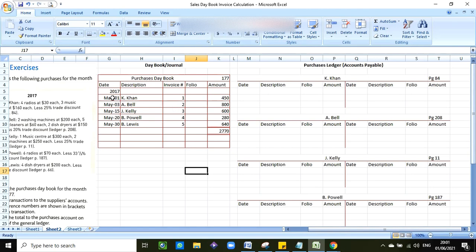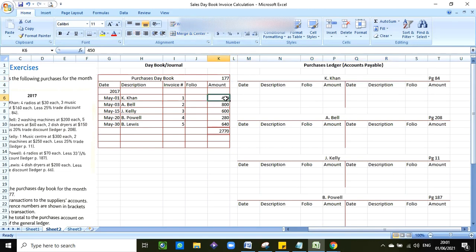Let's take care first of the first transaction, which is May 1st. This transaction needs to be posted to a T account, specifically K-Can. So I have the account here, and I want you to notice that this is a purchases ledger, and these are accounts that we eventually need to pay off. So they are accounts payable. So right here, this transaction is showing us that we owe K-Can.